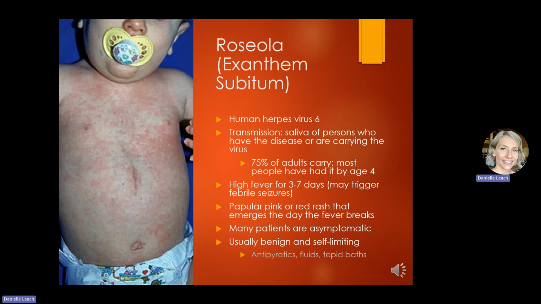Again, we can make sure that the parents are keeping the child adequately hydrated, giving them antipyretics for their high fever and pain, things like cool washcloths to the head, basically just home care for this one.